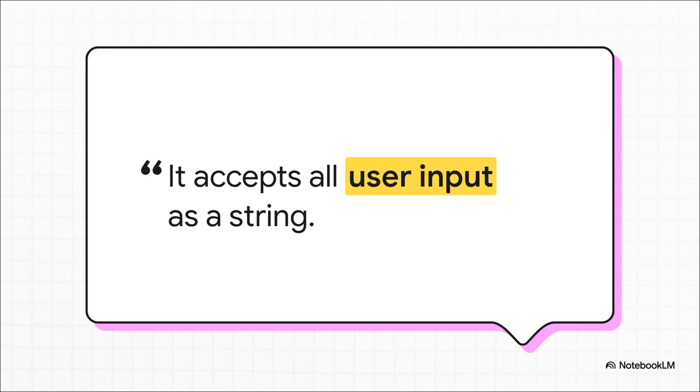And boom, this is it. This is the smoking gun. The input function treats everything it gets as a string, and a string is just text. So it doesn't matter if you type your name, a long sentence, or a number. To the input function, it's all just a sequence of characters, not a value you can do math with.